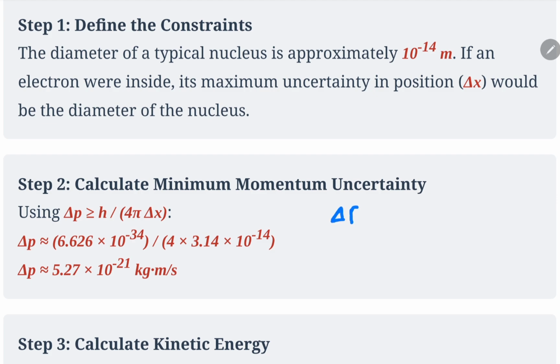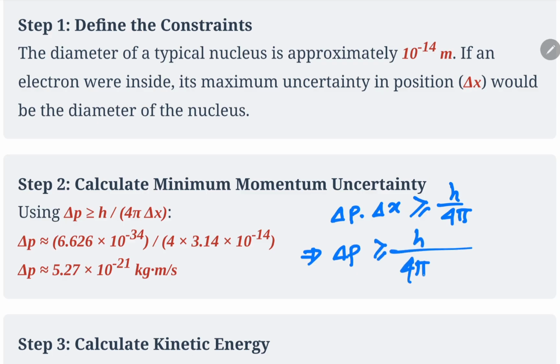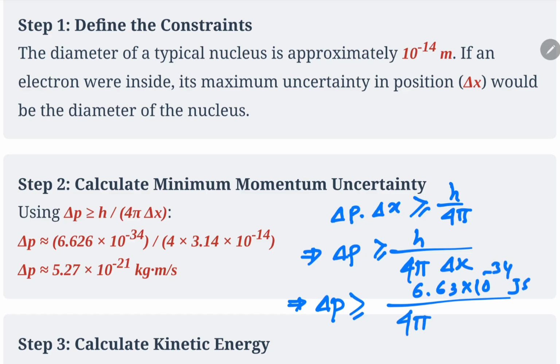And the Heisenberg uncertainty principle is simply del p times del x is greater than or equal to h by 4 pi, and from here del p is greater than or equal to h by 4 pi times del x. I take this del x down here, right? So now that I have all of this, I can just plug in the values. So my h value I have. The h is Planck's constant, which is basically 6.63 times 10 to the power minus 34 joule second, and 4 pi is just a simple constant, and del x is 10 to the power minus 14 meters.